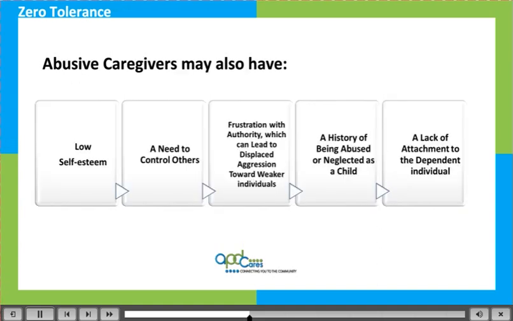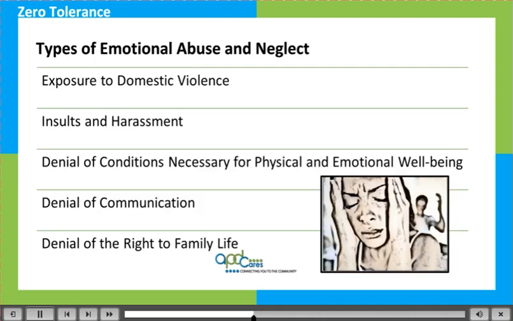Abusive caregivers may also have low self-esteem, a need to control others, frustration with authority, which can lead to displaced aggression toward weaker individuals, a history of being abused or neglected as a child, a lack of attachment to the dependent individual, which can lead to thoughts by the abuser that the victim does not feel or hurt in response to their abusive actions. Types of emotional abuse and neglect.